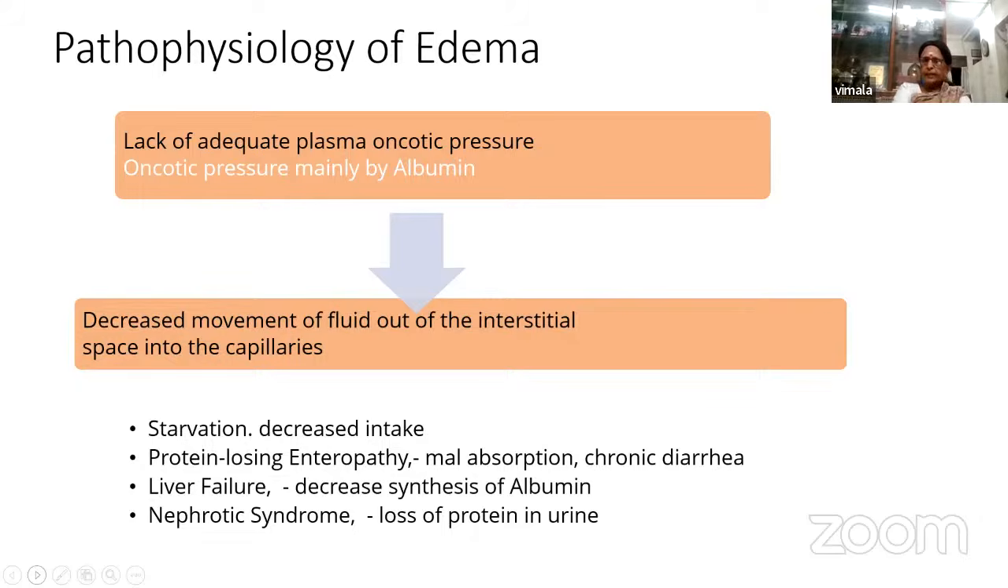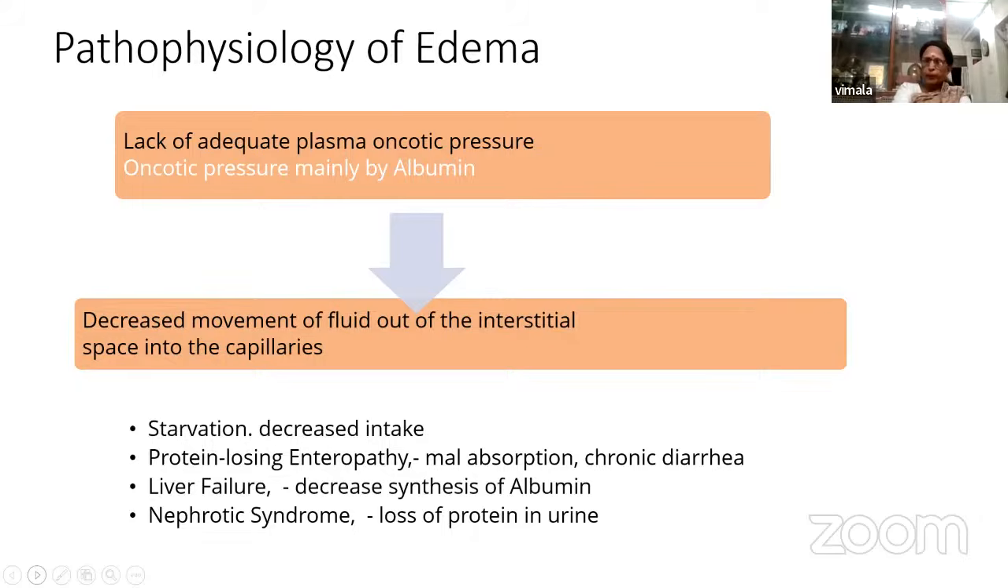So when there is failure of the liver to synthesize albumin, in liver disease of more than 21 days duration, there is decreased albumin in the serum, so decreased oncotic pressure. So more fluid stays in the interstitium and gives rise to edema.